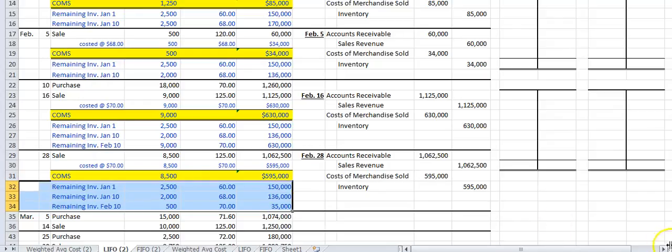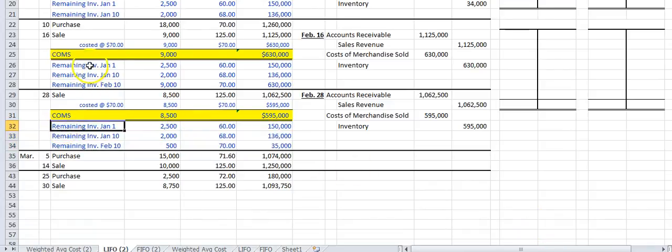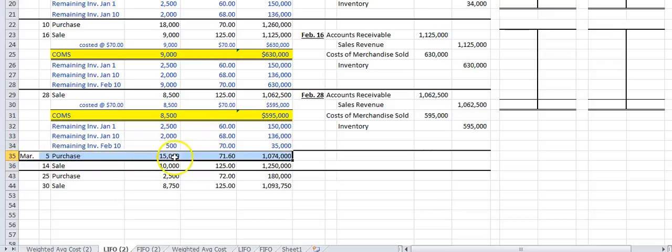Okay, so that's the entry, and we go ahead and recalculate what our layers of inventory are going to be. Again, this one was intact, so it remains the same. This one was intact, so it remains the same. And of the 9,000 here, we used 8,500, so we have 500 remaining at 70. Okay, and we did another purchase, so we added another layer on March 5th. And that's going to be 15,000 units at 71.60. And then when we do the sale of 10,000 units, we're going to cost it using the latest layer, which is 15,000 units at 71.60, right?